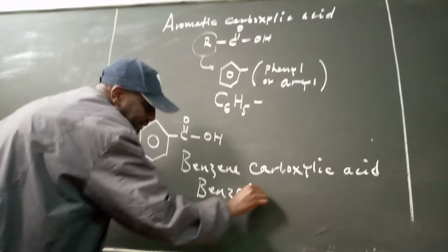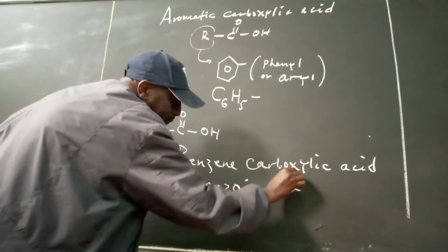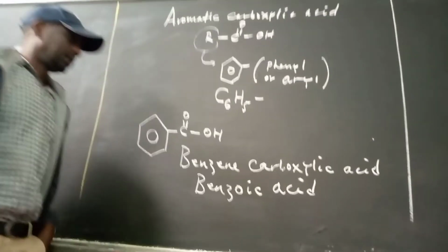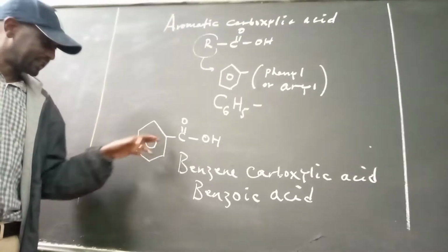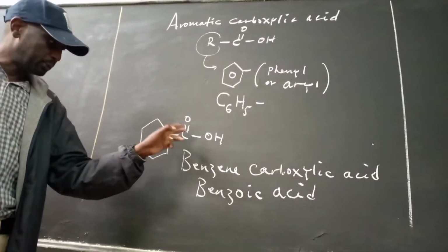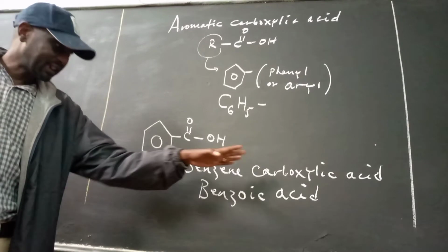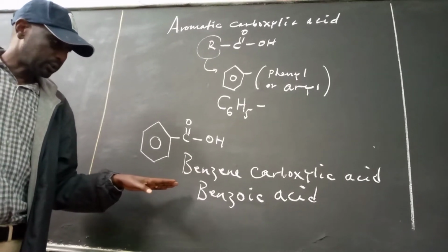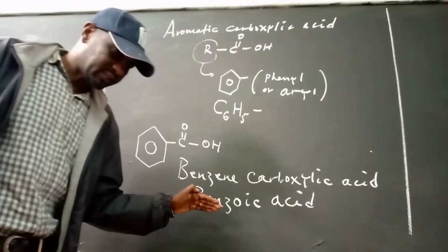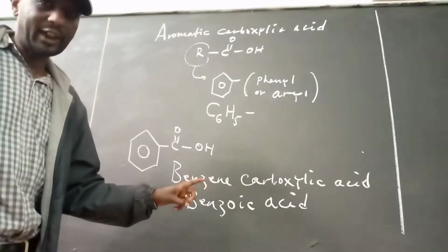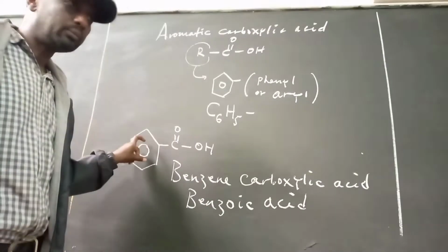Benzoic acid is the simplest aromatic organic acid. It has a phenyl in the functional group. It's known as benzene carboxylic acid, or also benzoic acid. The rest of the aromatic carboxylic acids are derived from benzoic acid.